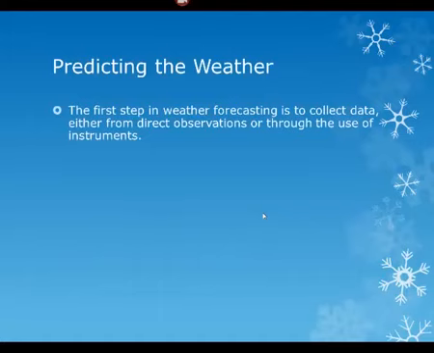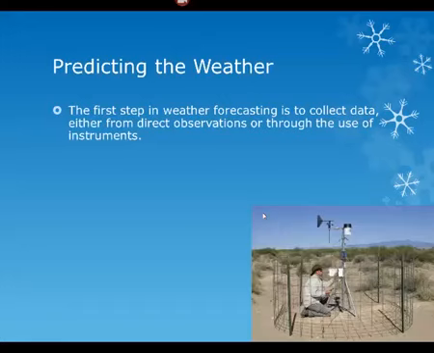The first step in forecasting the weather is to collect data. We collect data through either directly observing what's happening in the atmosphere outdoors or through the use of instruments. The picture here shows a number of those instruments, including an anemometer, a barometer, and also temperature gauges.